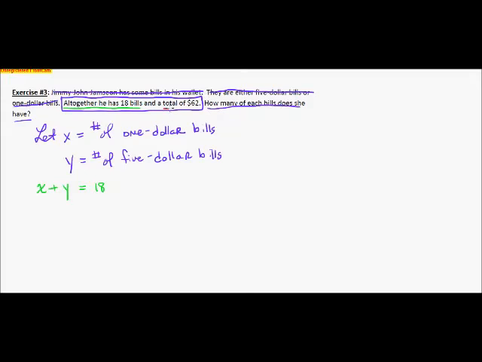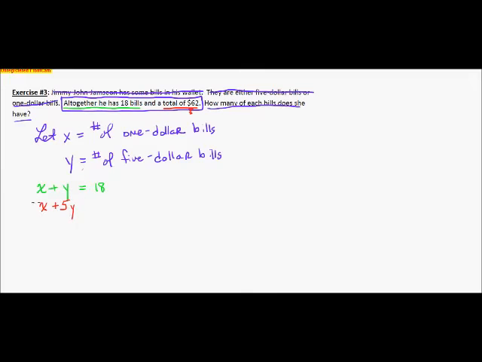Alright? The other equation is going to be right here. He has a total of $62. Notice that is dollars. Now here's the part where people have a little trouble seeing at first, but once you see it, it should be pretty easy. If I have the number of $1 bills and I multiply by 1, that would be money. So this X right here is representing money. And if I have the number of $5 bills and I multiply by 5, that is again going to be how much in money he has.